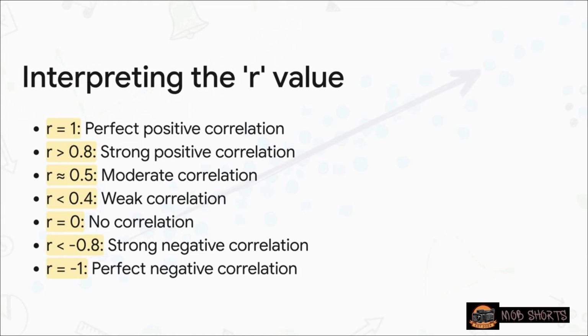So here's a quick cheat sheet for what R means. If you get an R value that's over, say, 0.8, that's a strong positive correlation. It means as one thing goes up, the other thing goes up too. If your R is close to 0, it means there's pretty much no relationship at all. The points are just a random cloud. And if you get a strong negative number, like -0.9, that means you have a strong negative correlation. As one thing goes up, the other reliably goes down.